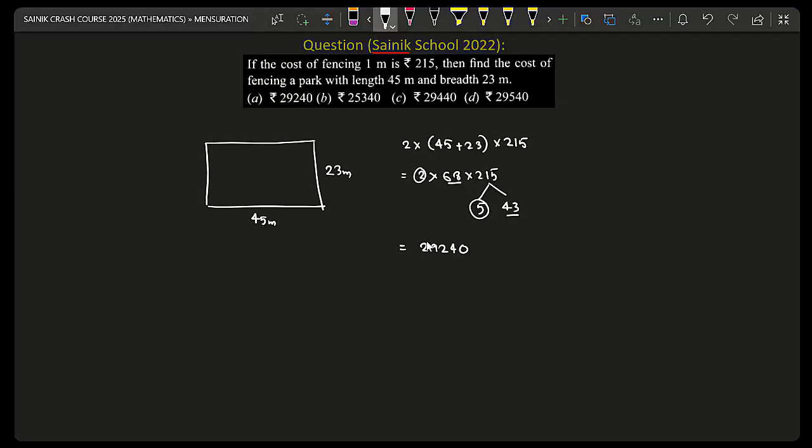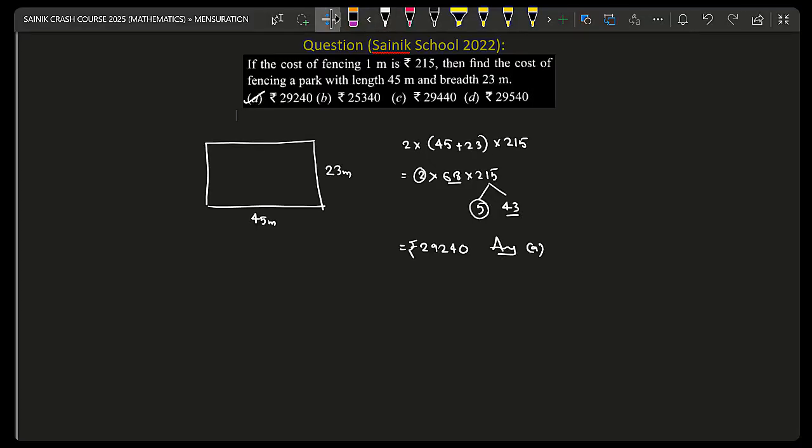Yes, sir. Whenever you are finding products, you try to search for 2s and 5s, because one pair of 2 and 5 will make a 10, and that will decrease the time of solving the multiplication. Okay, so what is the answer for this? Sir, 29240 rupees. Read a proper number, 29,240 rupees. Sir, option A.